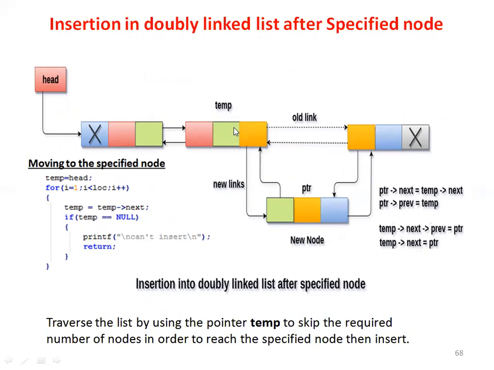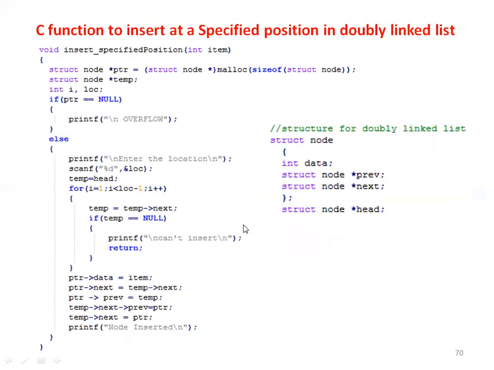If we want to insert this new node here, that means the temp must reach the previous of this node. That means here. So to do that, we have to change this loc equals to loc minus 1. Okay. So the C function for that is here.